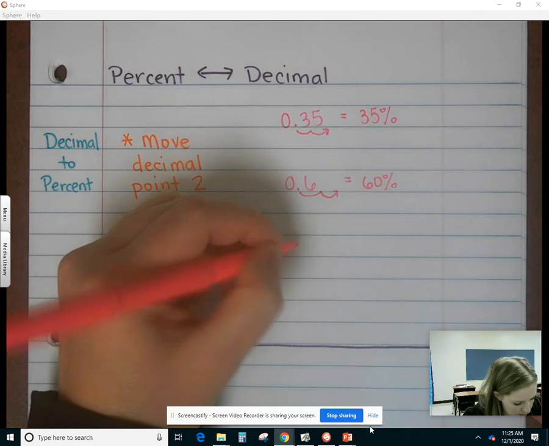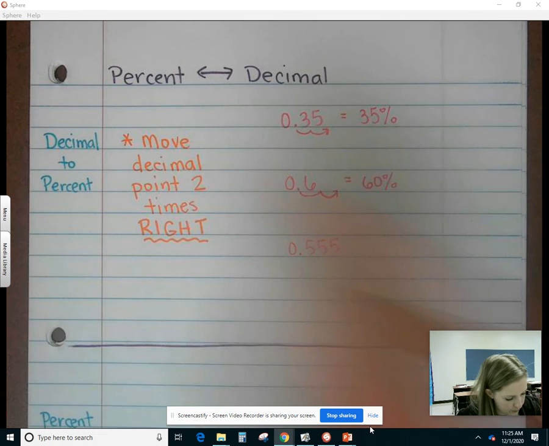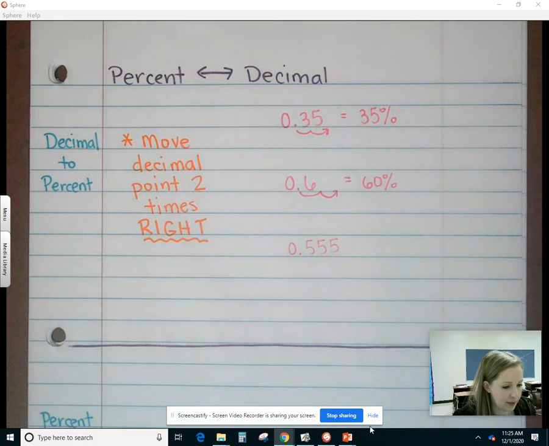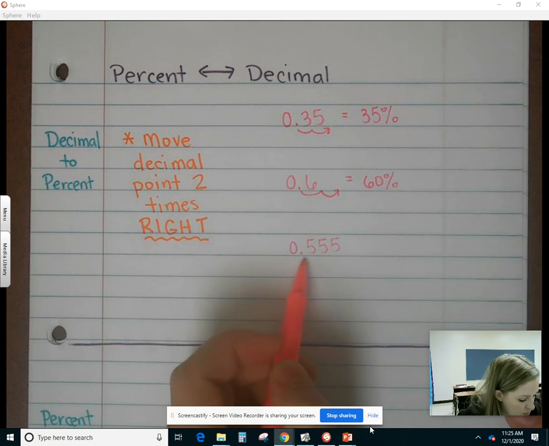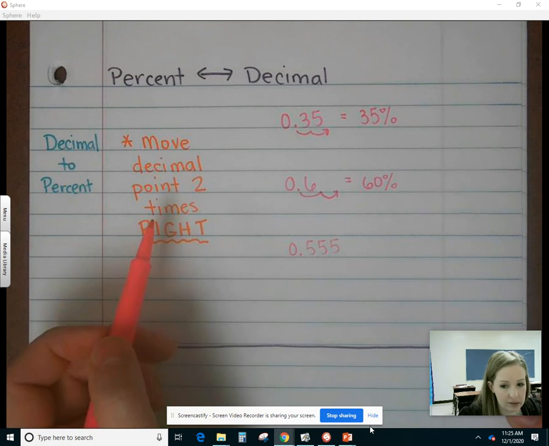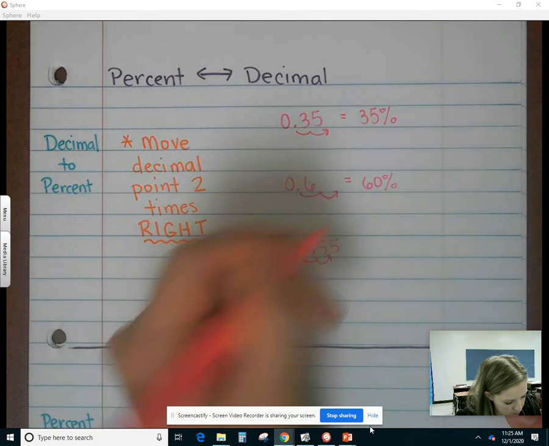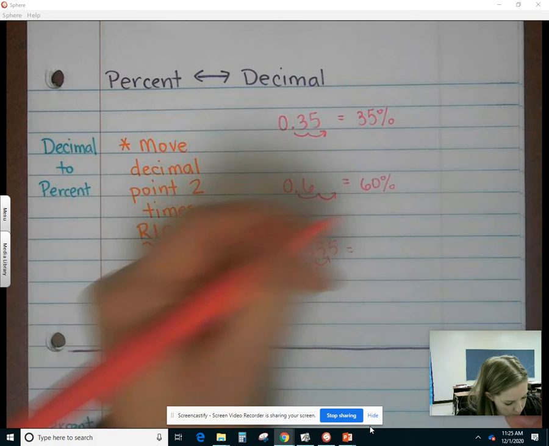And then we could also have 0.555 or 555 thousandths. Some people want to move this 3 times to make it go to the end. But again, it's always 2 times, even if there are 3 numbers. So that ends up being 55.5%.